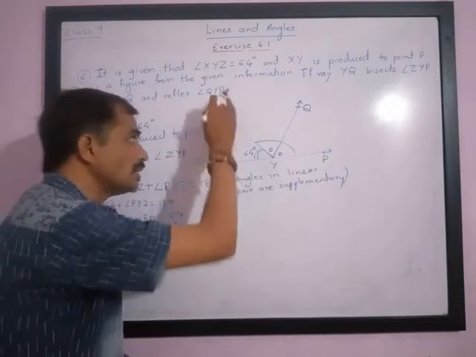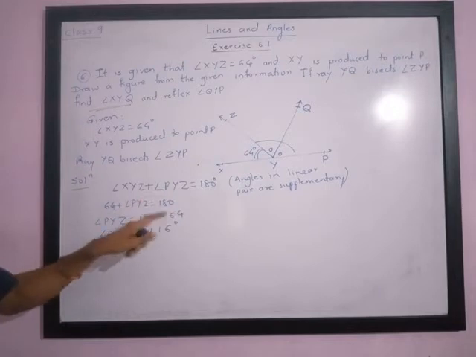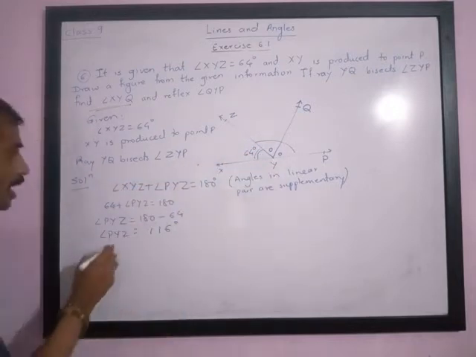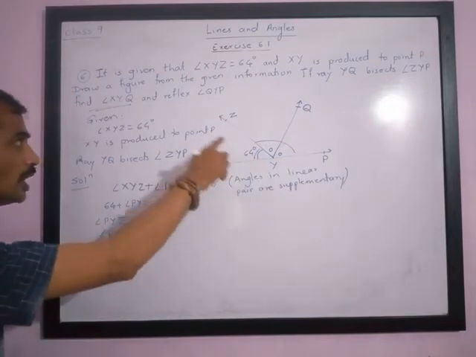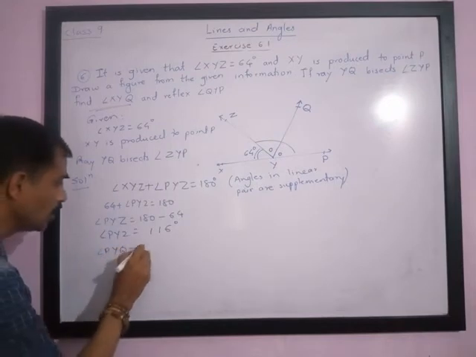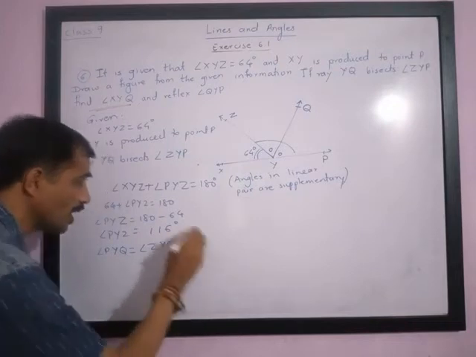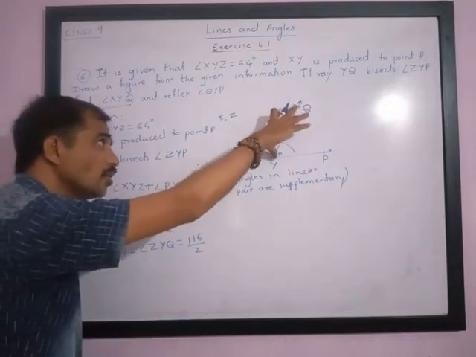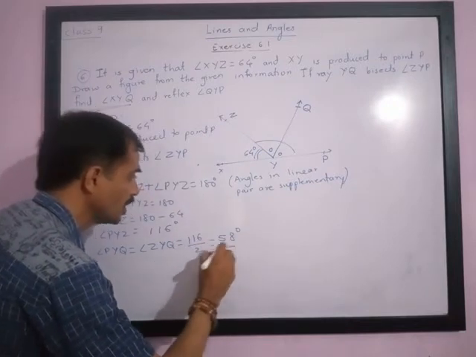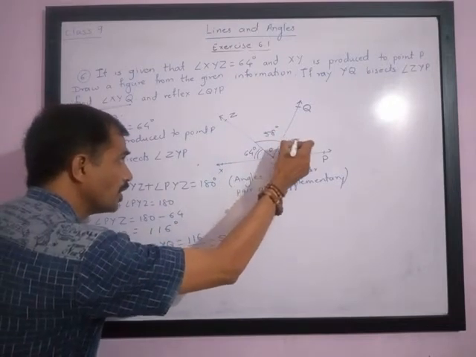We have got PYZ, but YQ bisects. We have written here, YQ bisects angle ZYP, or PYZ. So I will get equal angles. It means angle PYQ is equal to angle ZYQ, which is equal to 116 upon 2. Please try to understand this, because the reason is YQ bisects. So this is equal to 58 degrees. Please note, this angle is 58 degrees and this angle is also 58 degrees.